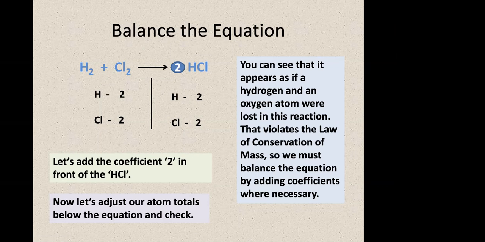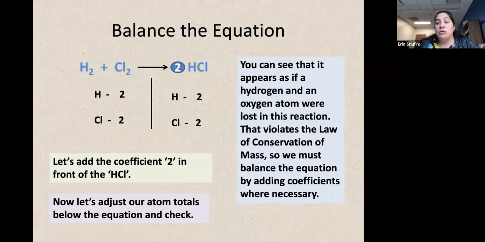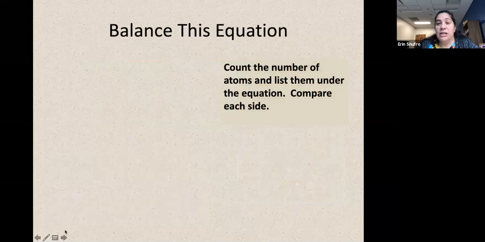Yes, we now have the same numbers of each type of atom on both sides. So my equation is now balanced. Okay. So now we have satisfied the law of conservation of mass. We have a real chemical equation here. Okay, let's try another one.